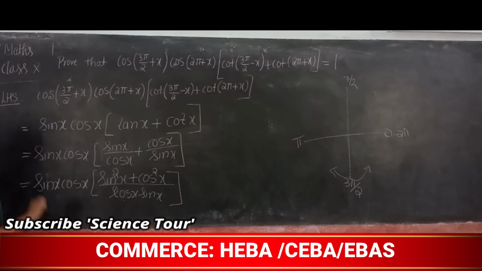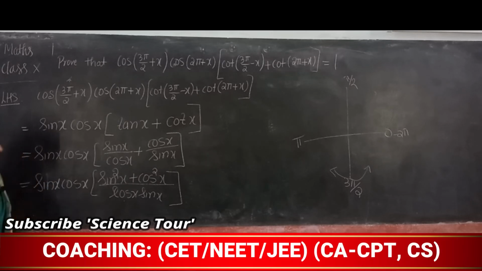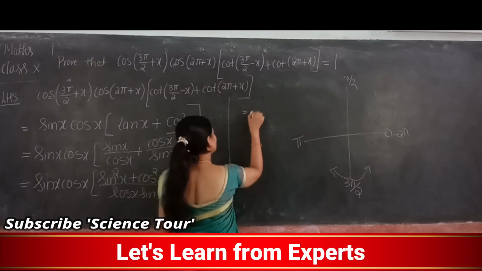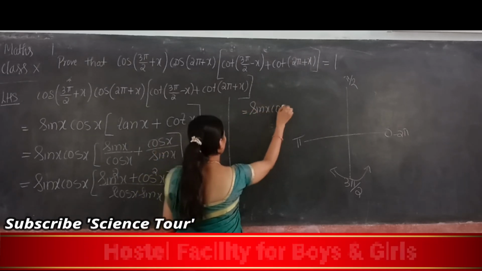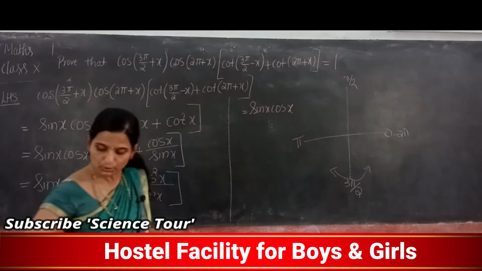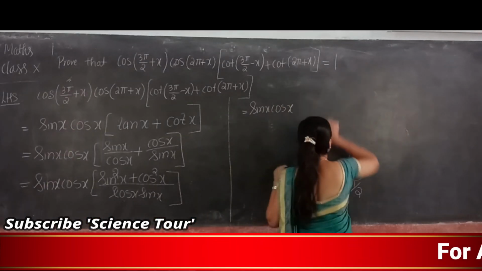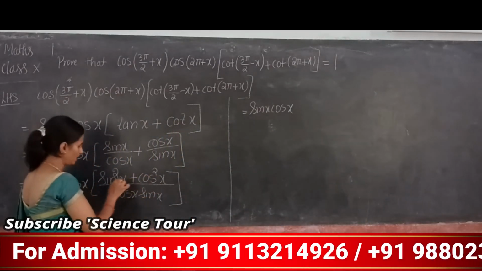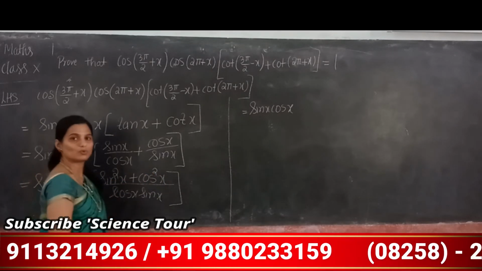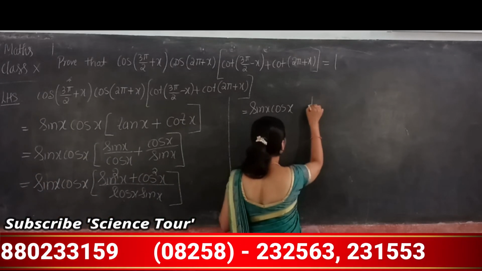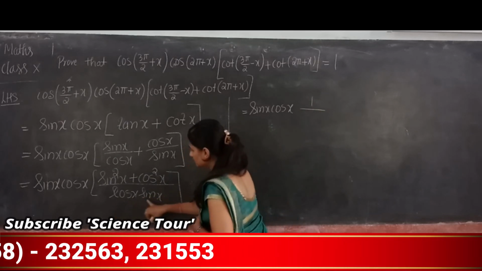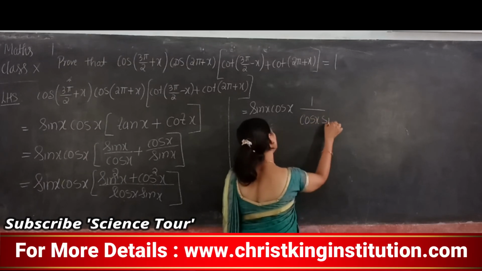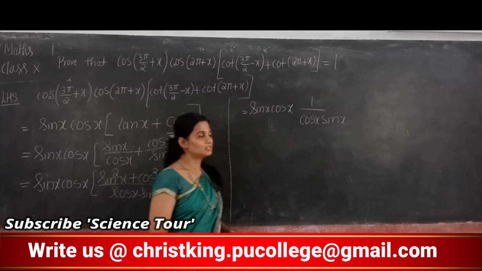Yes. Now, this is equal to sin x into cos x, and inside the bracket is what? It is sin square x plus cos square x. Sin square x plus cos square x, the identity, is 1, divided by cos x into sin x. Right?